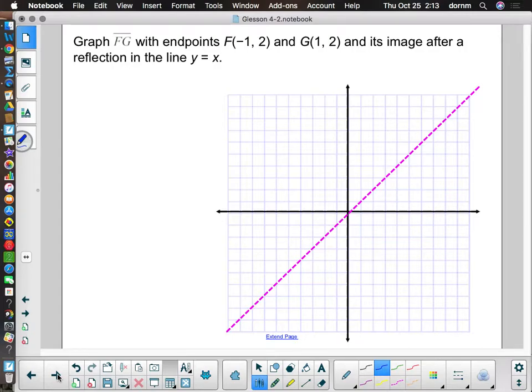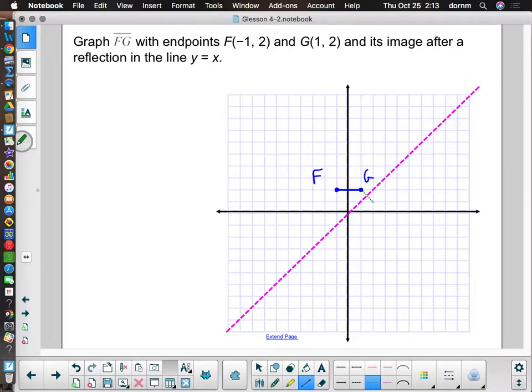Let's say I have segment FG with F at -1, 2. So let's mark that in first. There's F, and G is at 1, 2. Very simple little segment. I want to reflect in this diagonal line. Well, in order to reflect in a diagonal, I have to work on the perpendicular diagonal. So I'm going to reflect this across the diagonal that way.